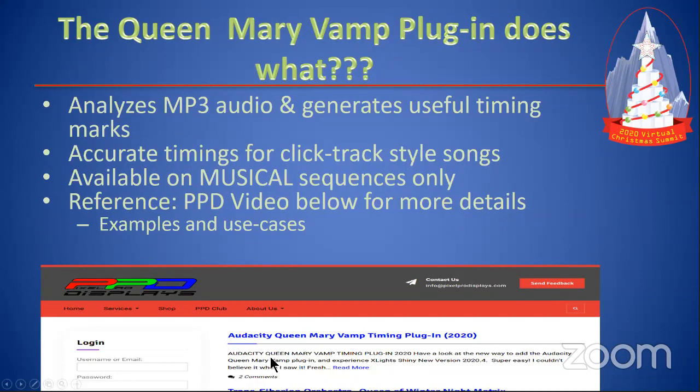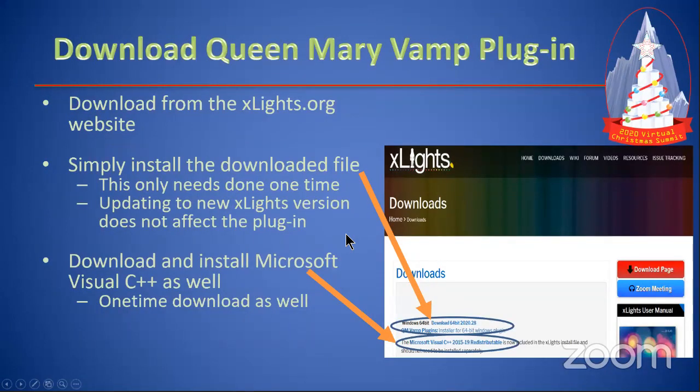If you go to the website, Audacity Queen Mary Vamp plugin timings for 2020, that's the new video that shows you what Keith has done to update and upgrade how we install it. The easy way to install it, though, is to download it from the xLights website. Now, they finally got this working last night. I think it was about 2 or 3 in the morning, and that's whenever I finally got the screenshot.